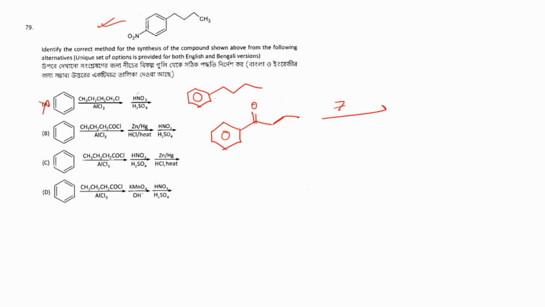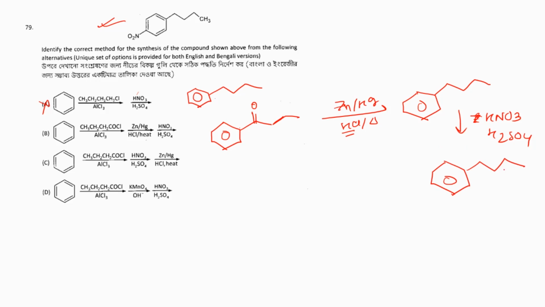Then what are they doing? They are giving Zn-Hg, HCl, heat. So it is reducing the product. This OH vanishes after reduction, and you get it in this form. Now when you give HNO3 and H2SO4, because in this product HCl is also there, the reaction is possible and you will get NO2.